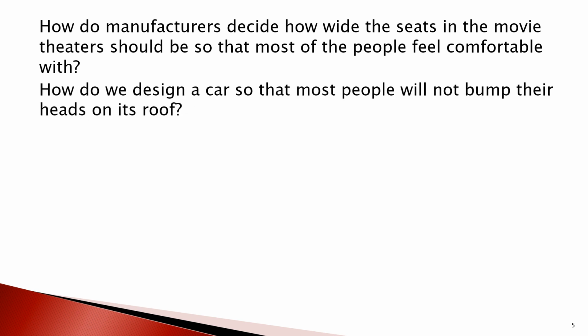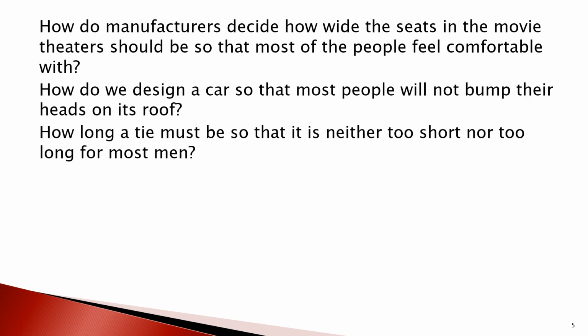Another question is about designing a car. Most of the time when we get in the car, we don't bump our head on its roof, right? But how can that be possible? How do car manufacturers design those cars so that we don't have that problem? But again, we know a few people suffer from that problem. And another example: how long must a tie be so that it's neither too short nor too long for most men?